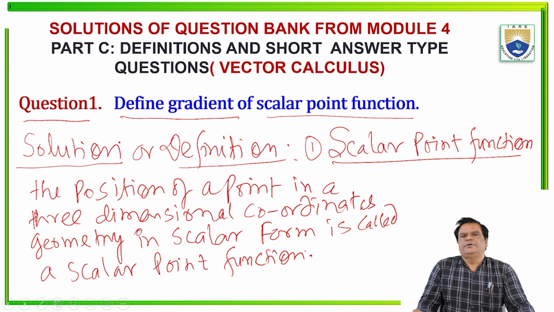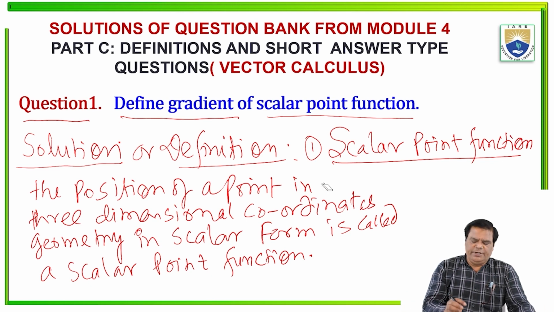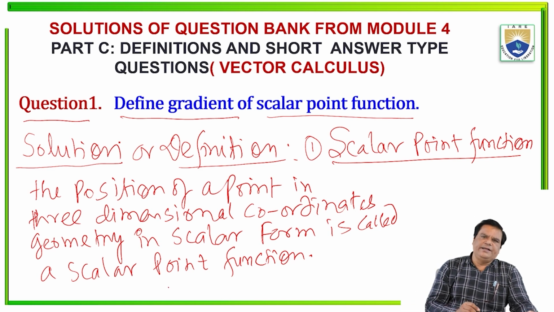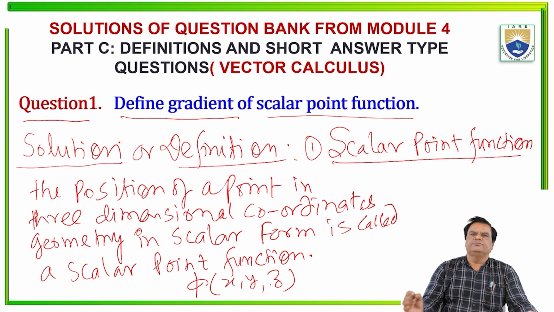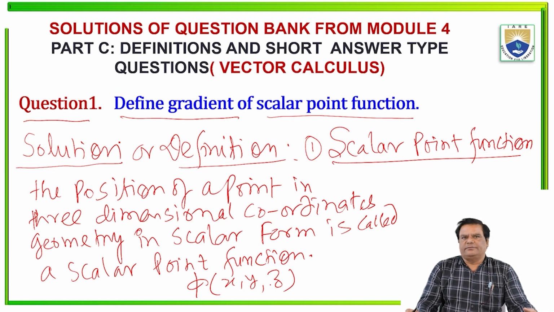The position of a point in three-dimensional coordinate geometry, in scalar form, is called a scalar point function. That is represented by phi, and this is some function of x, y, z. This is scalar, not vector.